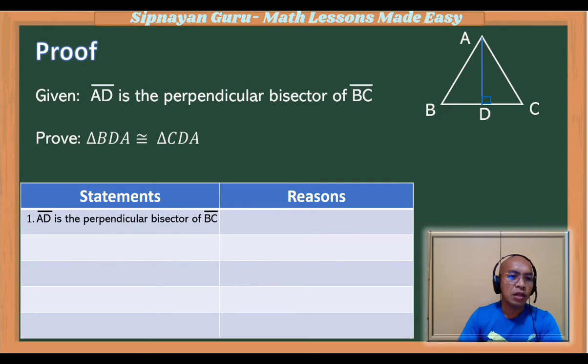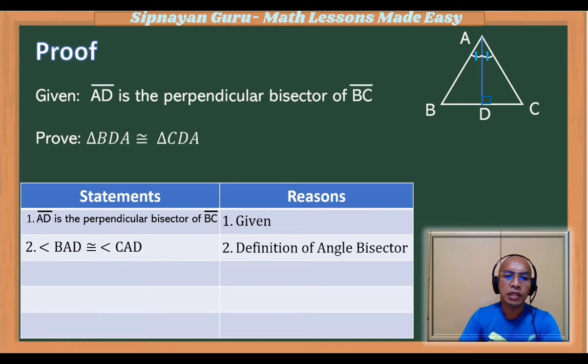So, first statement, the given statement. You will write the reason as given here. Then secondly, since this is the perpendicular bisector, from the word bisector, we can have the next statement that angle BAD is congruent to angle CAD. The reason is the definition of an angle bisector.